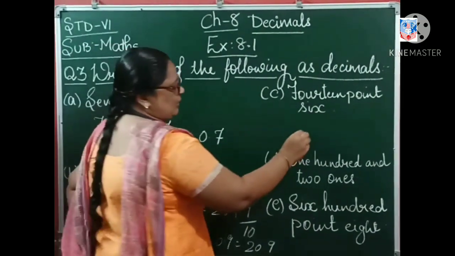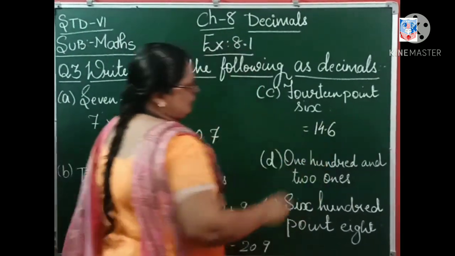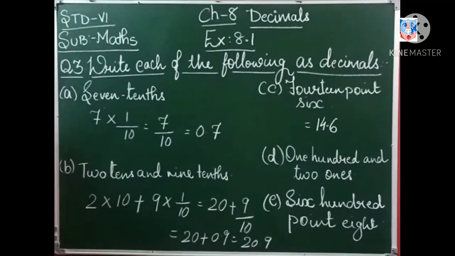Next, third sum. 14.6. Very easy. 14.6. Now, question number D and E. This is your homework.